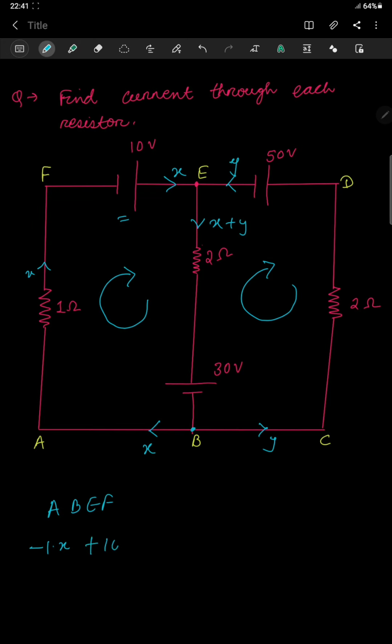Here I will move from lower potential to higher potential, therefore it will be plus 10. Then in this one, the current direction and my direction are the same, so minus 2 into (X plus Y). Then here I will move from higher potential to lower potential, so it is minus 30. So this is equal to 0. I hope you all have understood how I have written this equation. Framing this equation is very, very important.